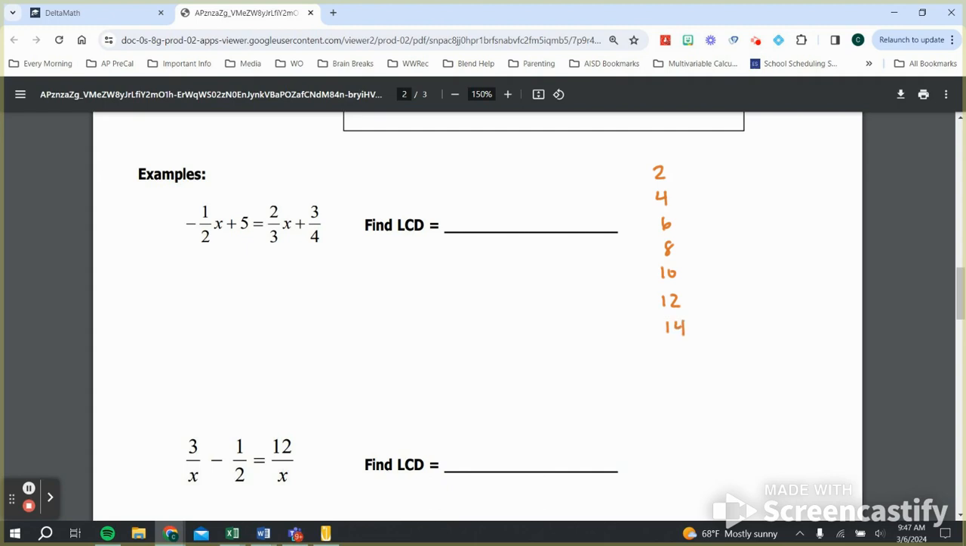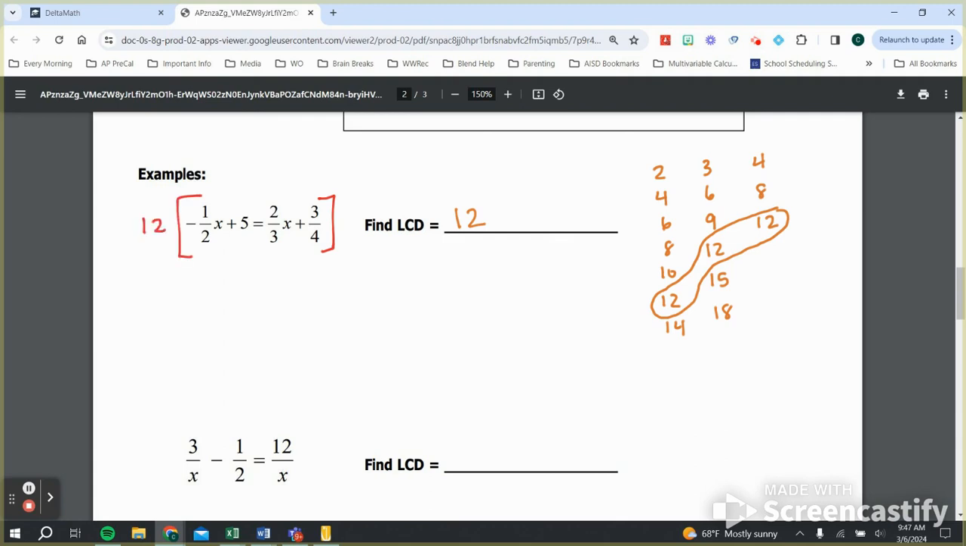Then I look at my 3. We have 3, 6, 9, 12, 15, 18. And then 4, I have 4, 8, 12. And I'm going to stop right there because this is the first time that this 12 comes out in all three of these columns. That is your LCD. So what we're going to be doing is we're going to multiply this entire equation by that LCD.